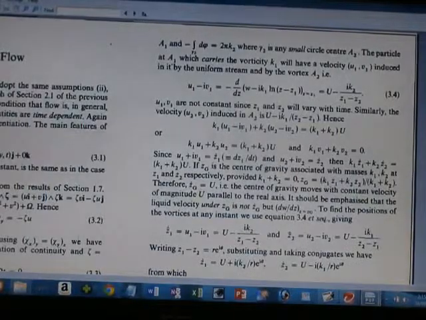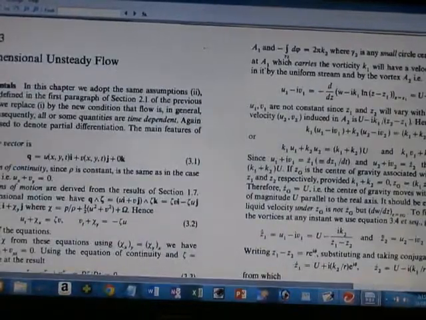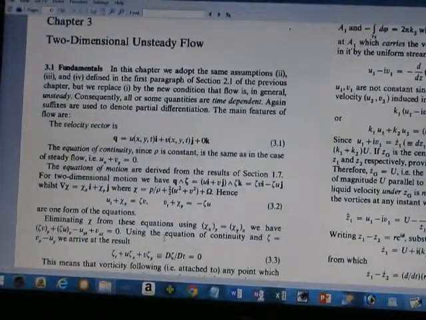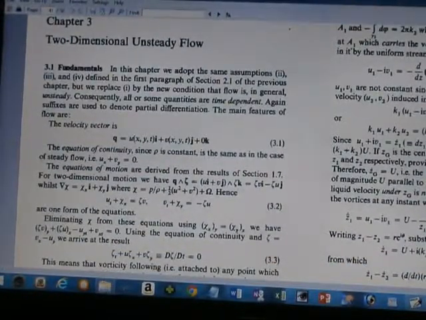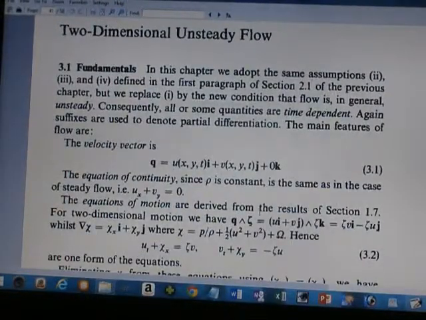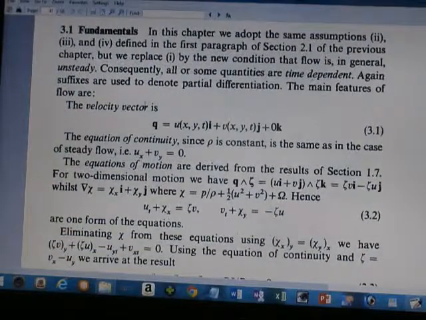This is for the two-dimensional unsteady flow. And those are the equations for the three-dimensional unsteady flow. This is the velocity vector equation for the three-dimensional unsteady flow.